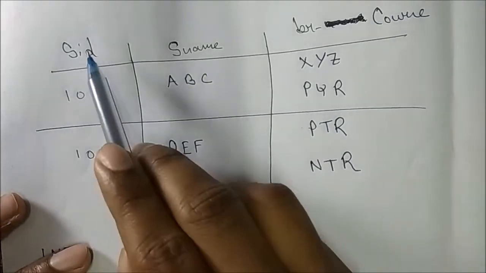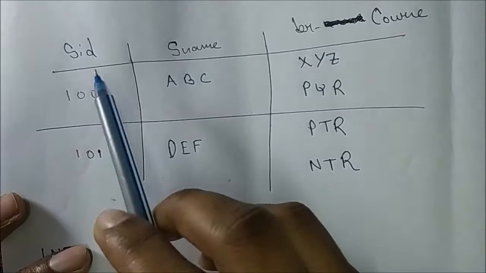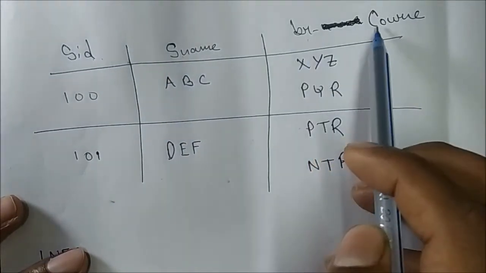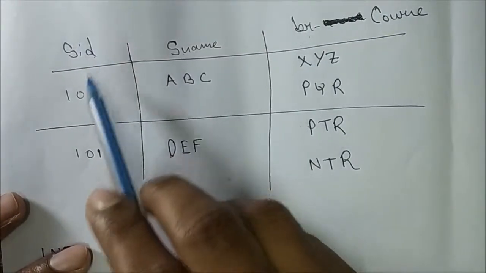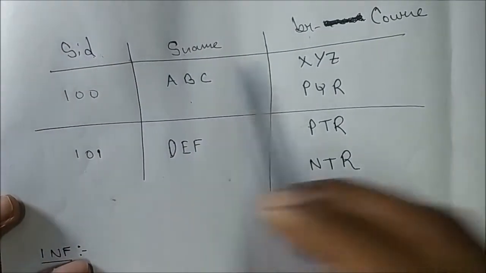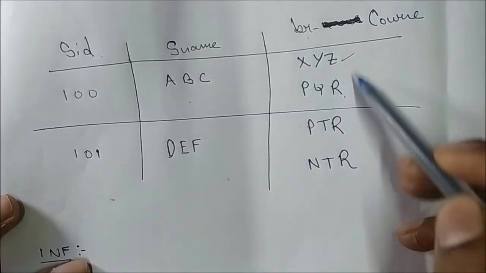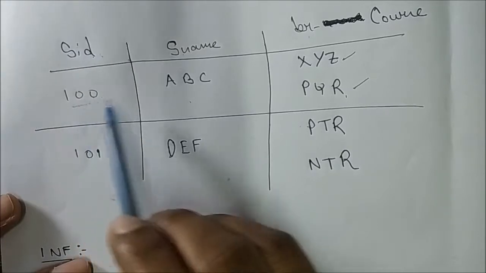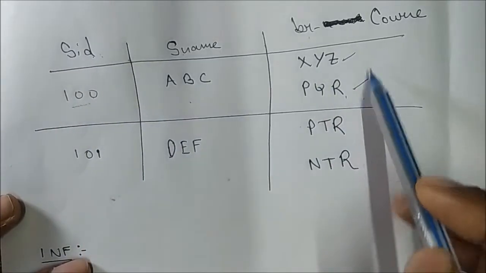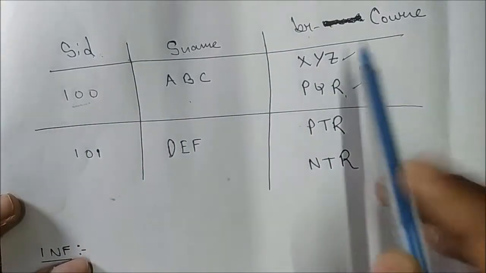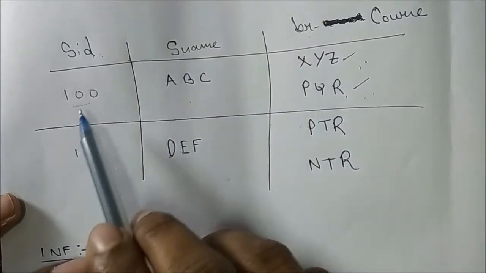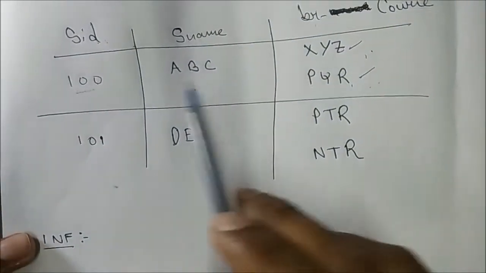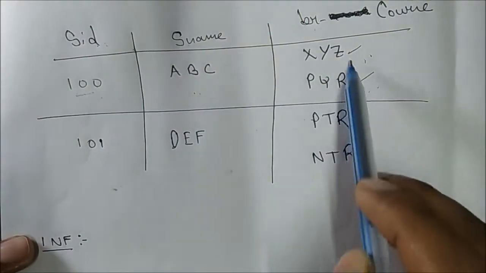This means in a tuple, see here about the student relation database table, student ID, S name and branch course are given. Student ID 100, S name ABC, has two branch courses, XYZ and PQR. So in this tuple, a tuple does not contain multi-value attributes. It will contain only a single value. In first normal form, a tuple will contain only one single value.